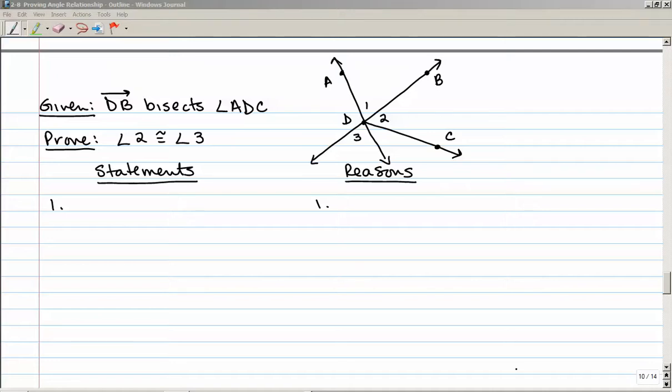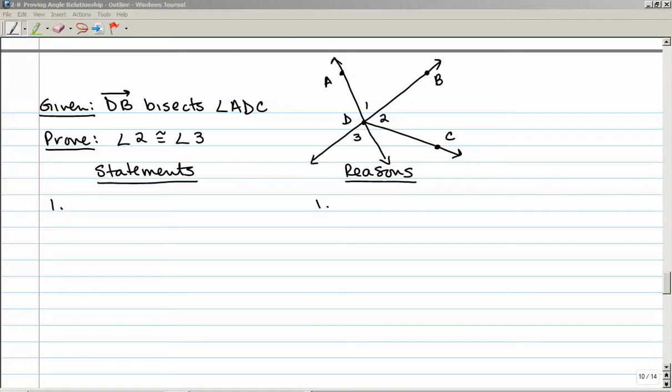This is part 2 of section 2-8 on proving angle relationships. In the first part, I went over all of the theorems and postulates and definitions and proofs that we're going to be using when proving these angle relationships. So this is part 2, and I'm going to do 4 proofs for you.